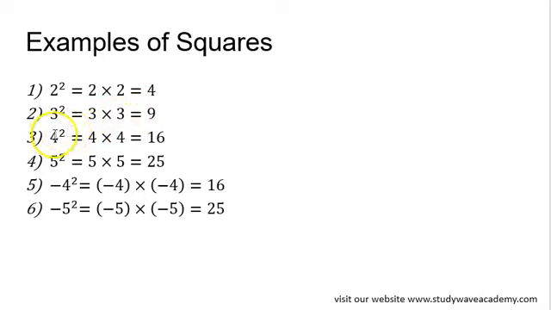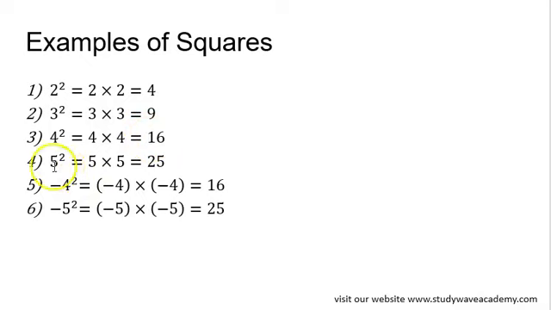Here we have 4 raised to power 2 or 4 squared. When we say 4 squared or 4 raised to power 2, it means 4 in 2 places, which is 4 times 4. And when you multiply 4 times 4, it will give you what? 16. Okay? I hope we got that.